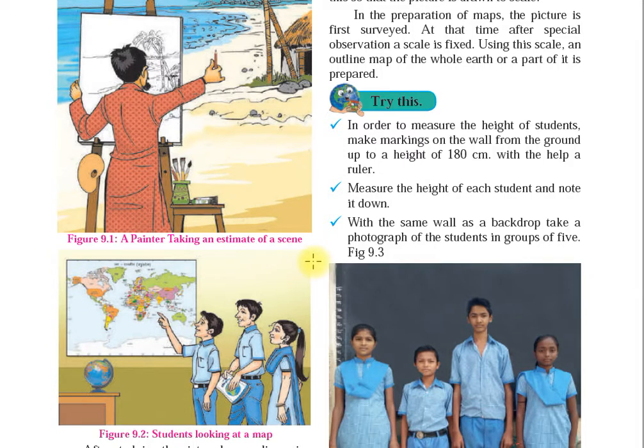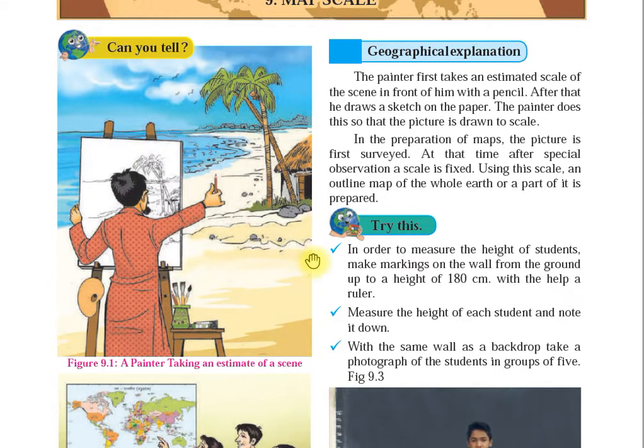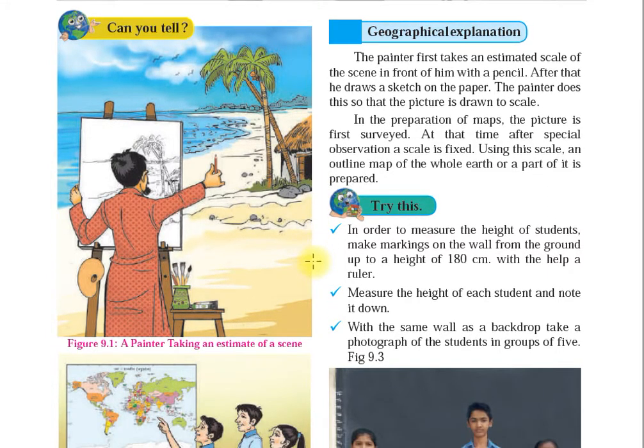Now, look at the geographical explanation. The painter first takes an estimated scale. Estimated scale means what? Not a perfect scale, just an assumed scale of the scene in front of him with a pencil. After that, he draws a sketch on the paper. He draws something on the paper. The painter does this so that the picture is drawn to a scale.